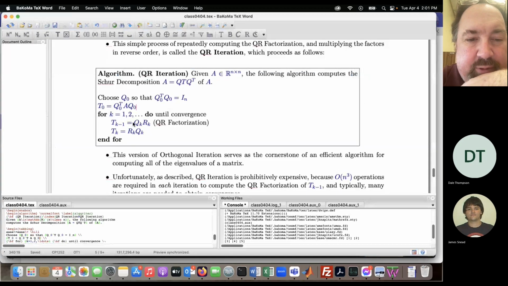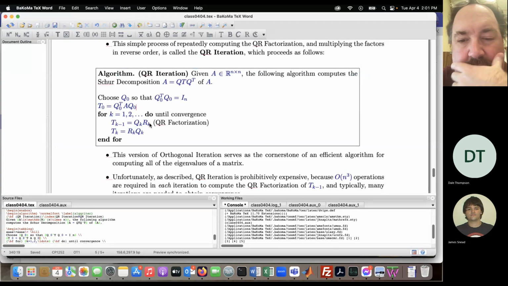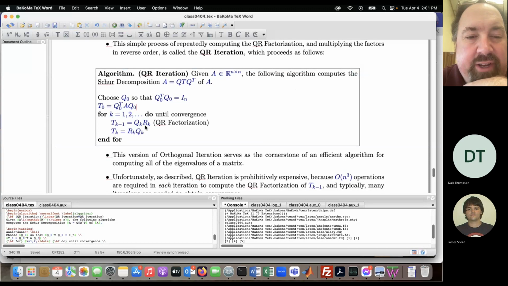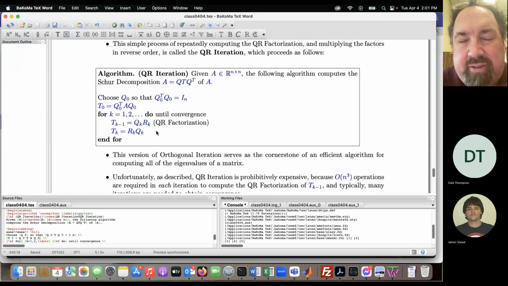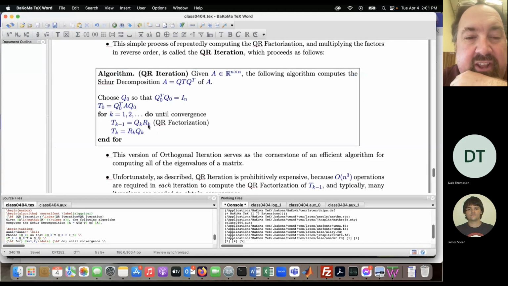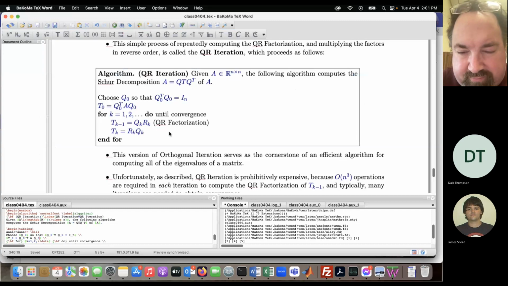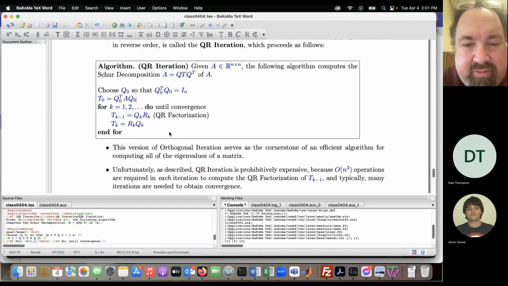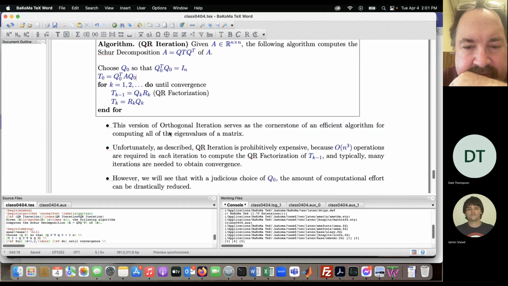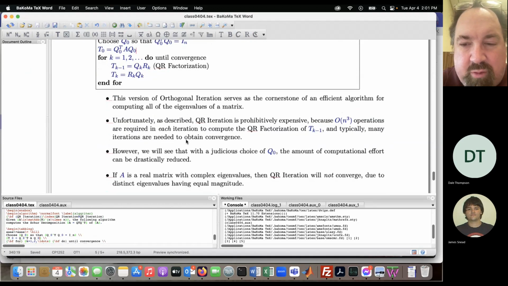But computing a QR factorization of a general matrix takes order n cubed operations, and that's every iteration. And as you can see, especially if you have closely clustered eigenvalues, you might be performing a lot of iterations. So this process is still way too computationally expensive, but that's something we'll work on. So we could start out by reducing A up front to a form for which QR can be carried out more efficiently.